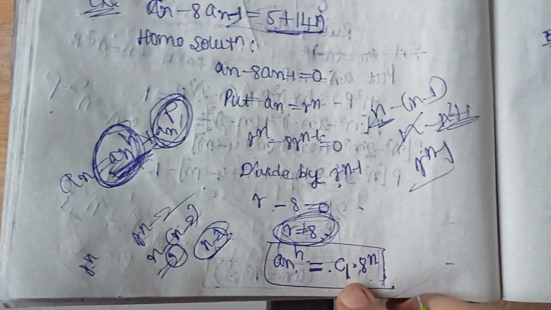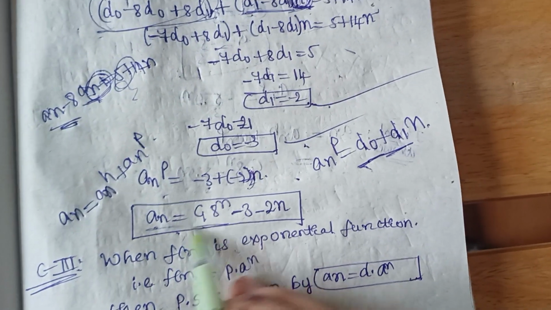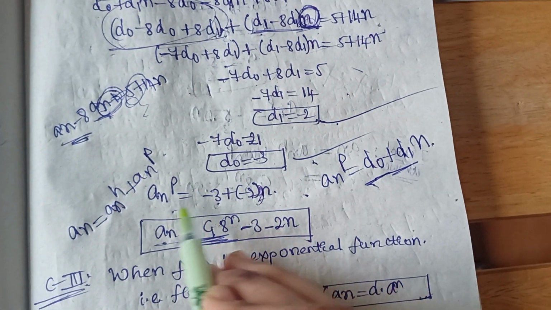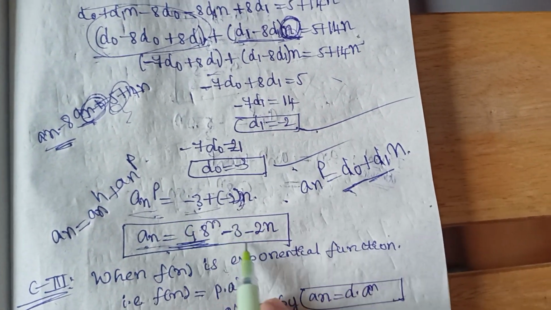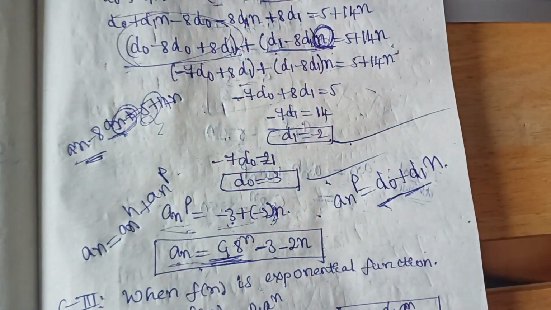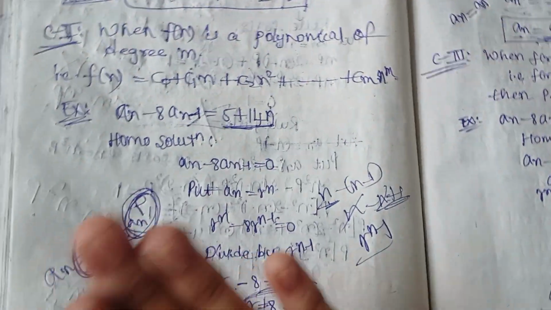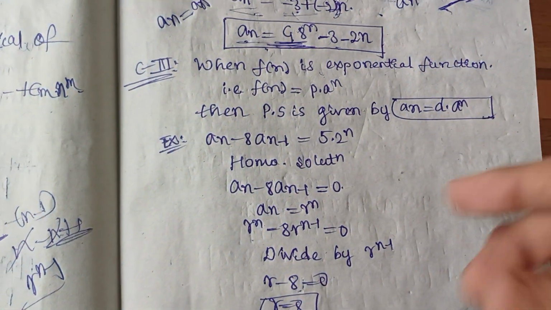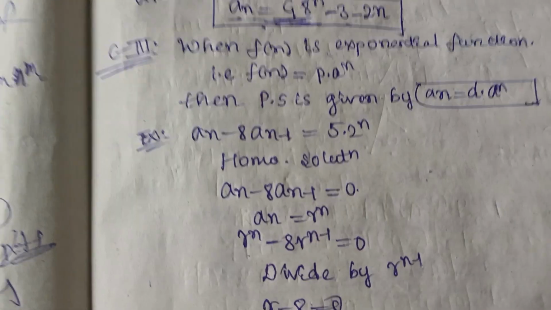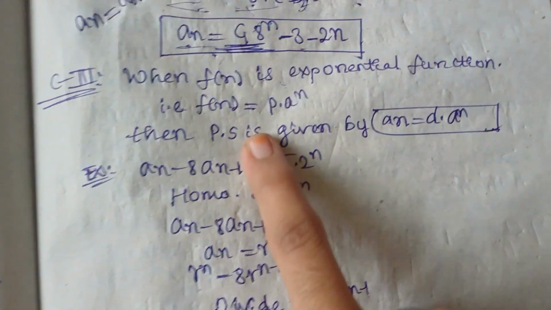Since we got an power h to be c1 into 8 power n, so an is equal to an power h, that is c1 into 8 power n, plus an power p, which is minus 3 minus 2n. Okay, and this is all about case 2 in the case of a non-homogeneous recurrence relation. And again you will be having case 3, but this is not much important, but we wanted to study it for sure.